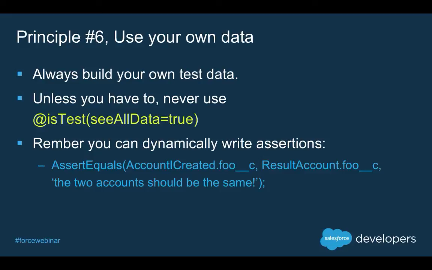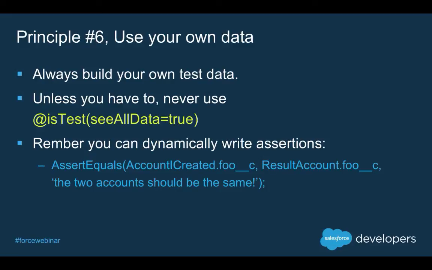You can build your test data in such a way that you don't need to use see all data unless you're doing special things. The example that comes to mind is approval processes. They have to be tested with see all data, because you can't create an approval process in code. You have to do that through the UI. So unless you have to, you should never use isTest see all data equal true.